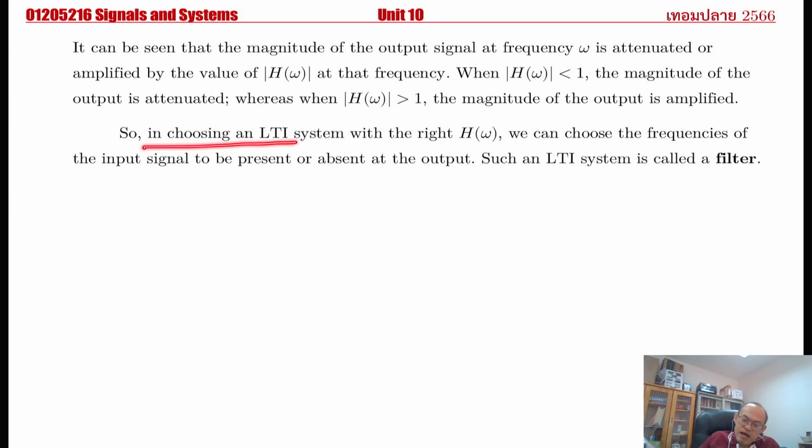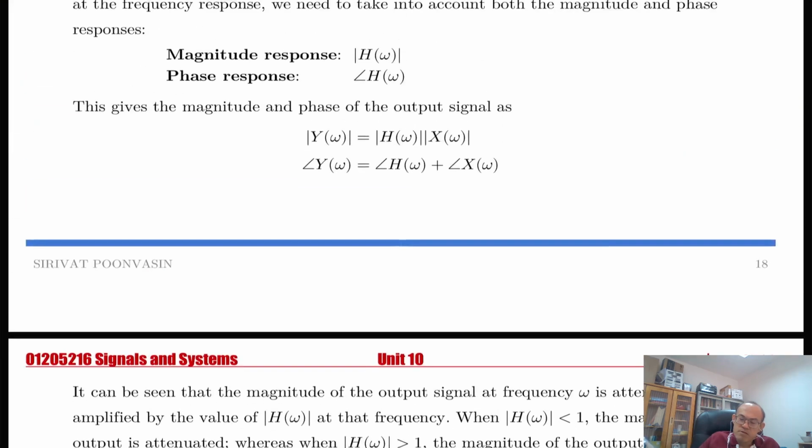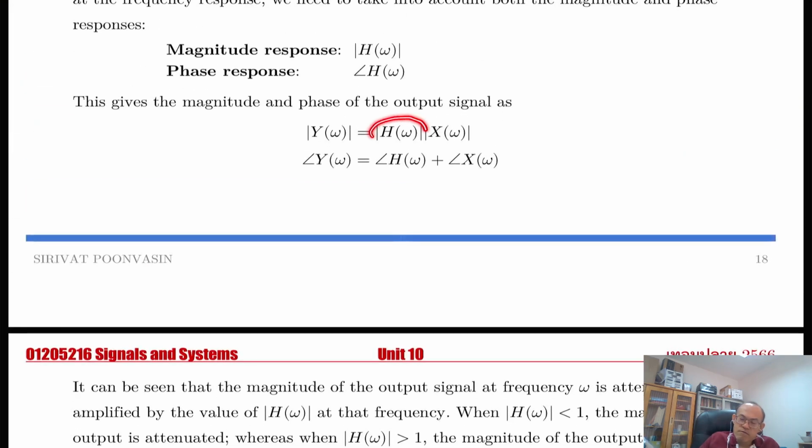So in choosing an LTI system with the right frequency response, we can choose the frequencies of the input signal to be present or absent at the output. Such a system is called a filter. For example, if at some frequencies H of omega is 0, then those frequencies from the input will not be present at the output. So we're shutting down the input at those frequencies.